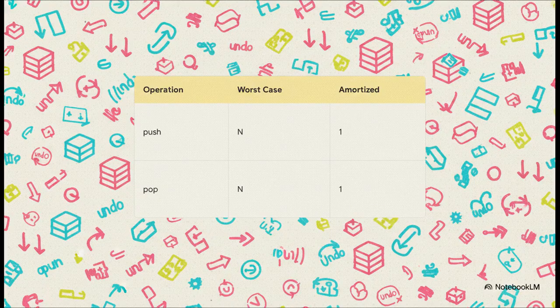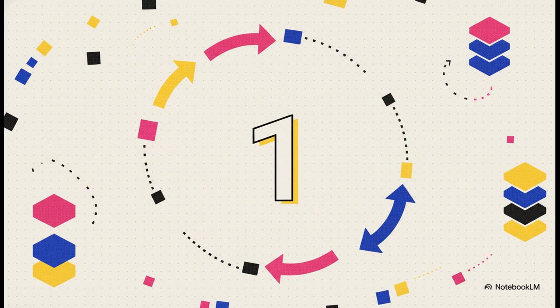And this table lays it all out perfectly. Look, in the worst case, sure, a single push or pop could be expensive, but when you look at the amortized cost, the average cost over time, it's basically nothing. It's what we call a constant cost. And that's the magic number we're aiming for, 1. Because of this brilliant design, the average cost to push something onto the stack or pop it off is basically 1, a single, lightning-fast operation.